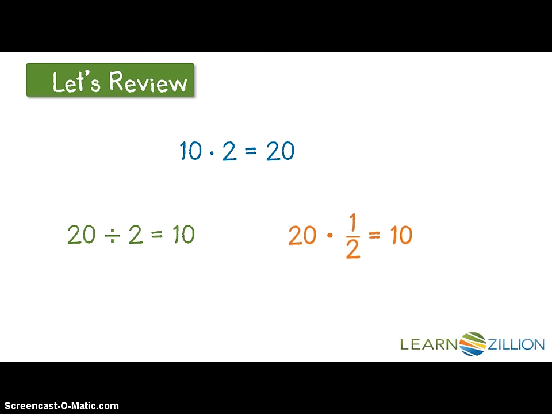Let's also review something that we've been talking about this year, and that's inverse operations. If I give you the equation 10 times 2 equals 20, we can check that equation by taking 20 and dividing by 2 to get 10. But there's another way to do that division. Instead of dividing, we've been talking a lot this year about multiplying by the reciprocal. The reciprocal of 2 is 1/2. We could also get 10 as a result by taking 20 and multiplying by 1/2. 20 times 1/2 is also equal to 10. That's going to come in handy today during this lesson.